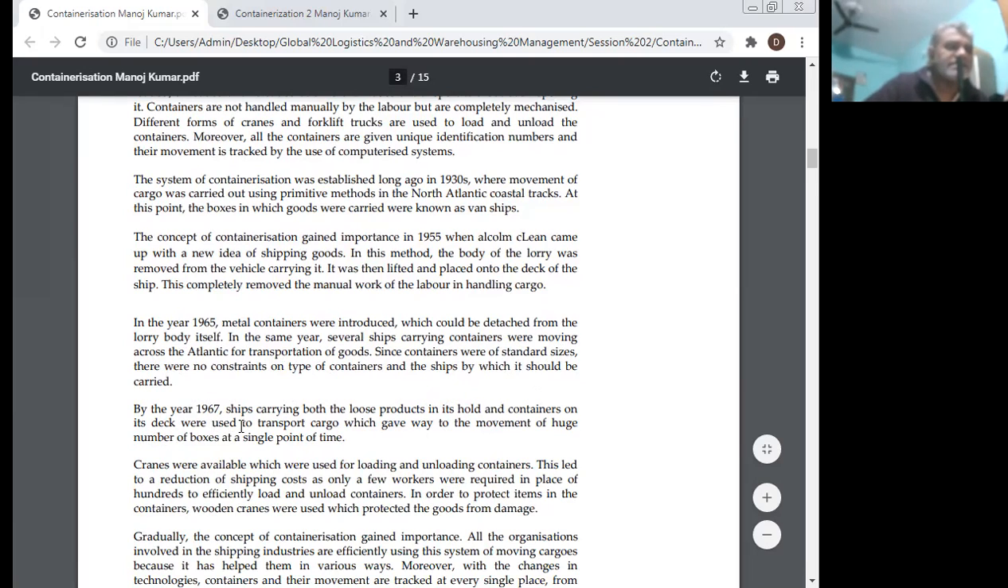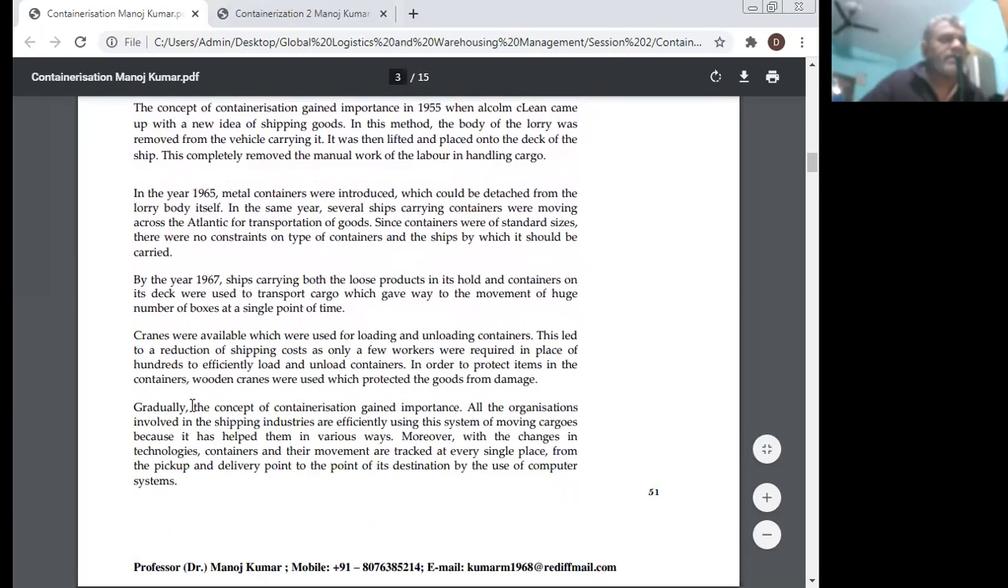By the year 1967, ships carrying both loose products in the hold and containers on deck were used to transport cargo, which gave way to the movement of a huge number of boxes at a single point of time. Cranes were available, which were used for loading and unloading containers. This led to a reduction of the shipping cost, as only a few workers were required in place of the hundreds to efficiently load and unload containers.